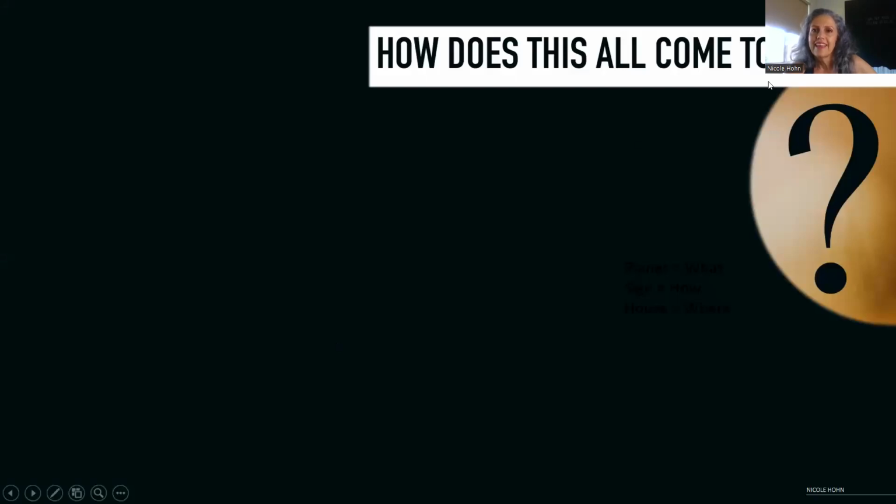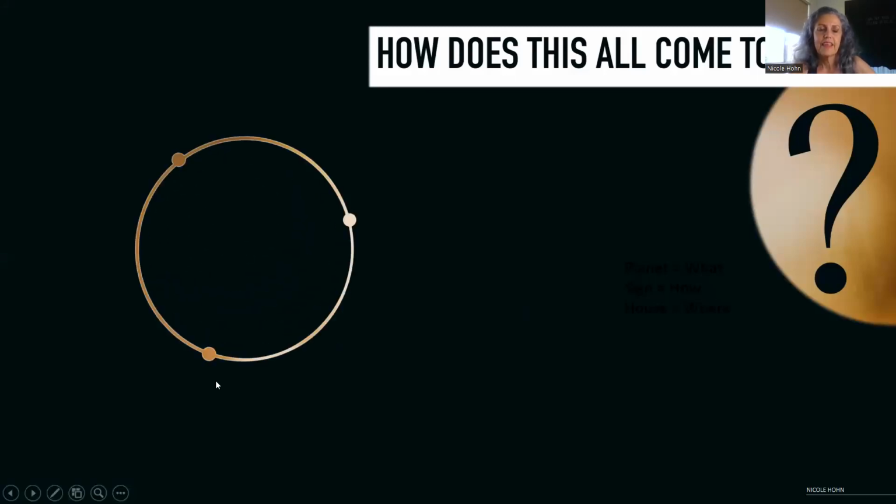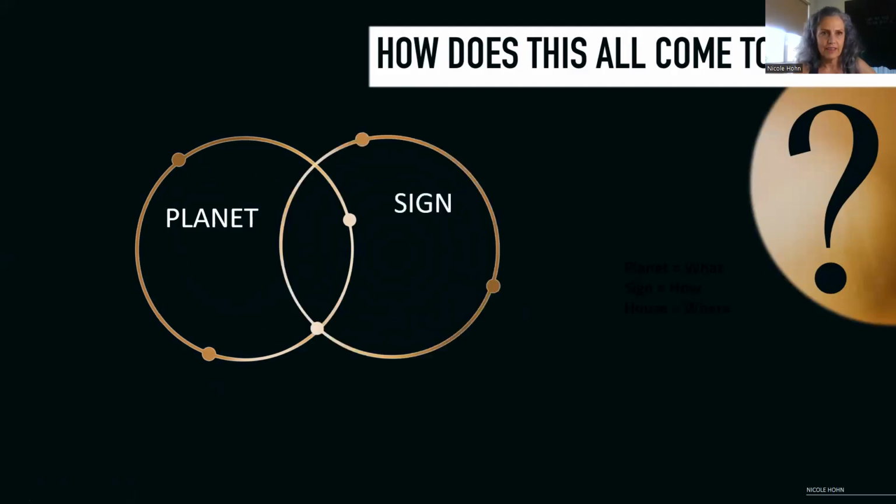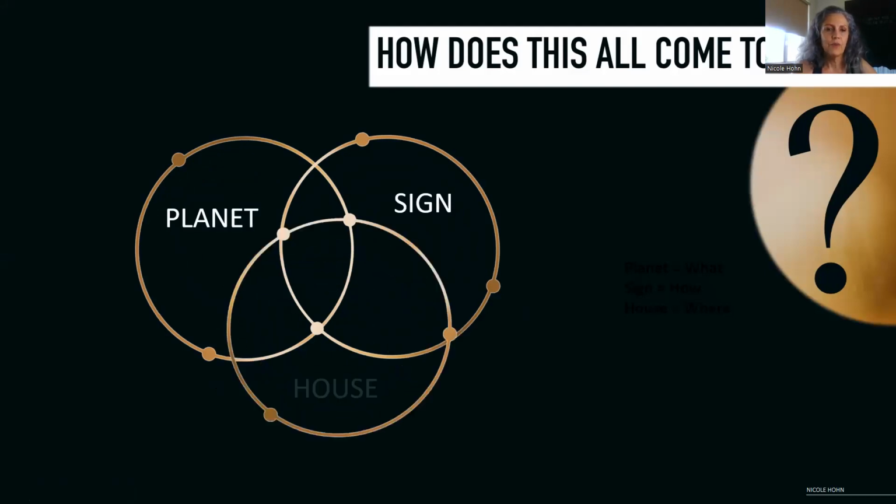So how does that all come together? Let's take a look. We have a planet in your natal chart. We have a sign that's connected to the planet. Then we have a house, which is the segment that it's within. And the combination of those three things makes up your evolutionary lesson around that particular planet.